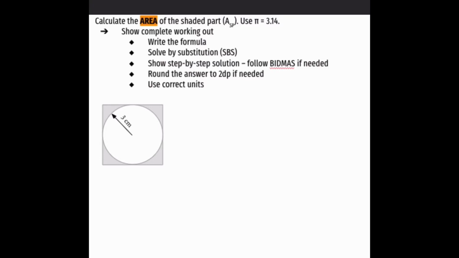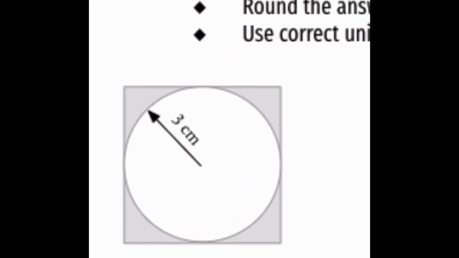This is a short tutorial on how to calculate the area of the shaded part. Okay, so the first thing you need to do is to make sure that you label the shape. Okay, what do you see? What information is given? So in this case, you know that 3 cm is the radius.